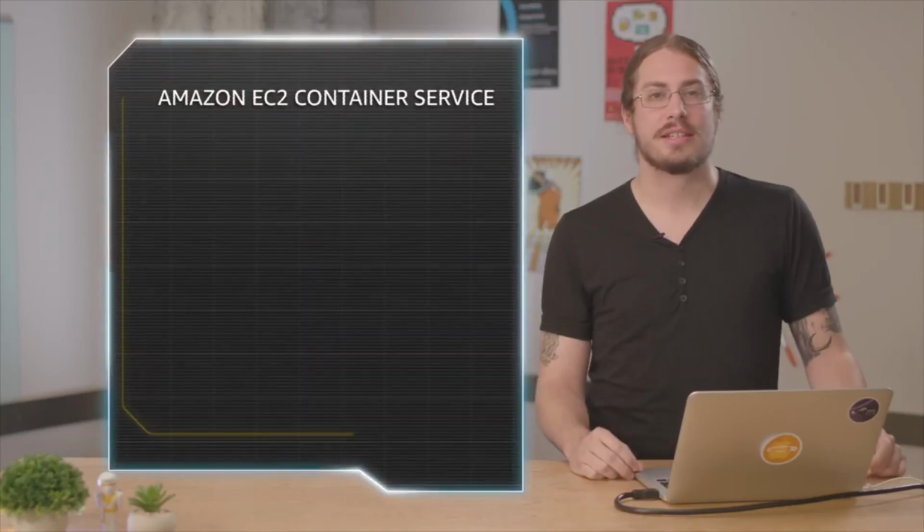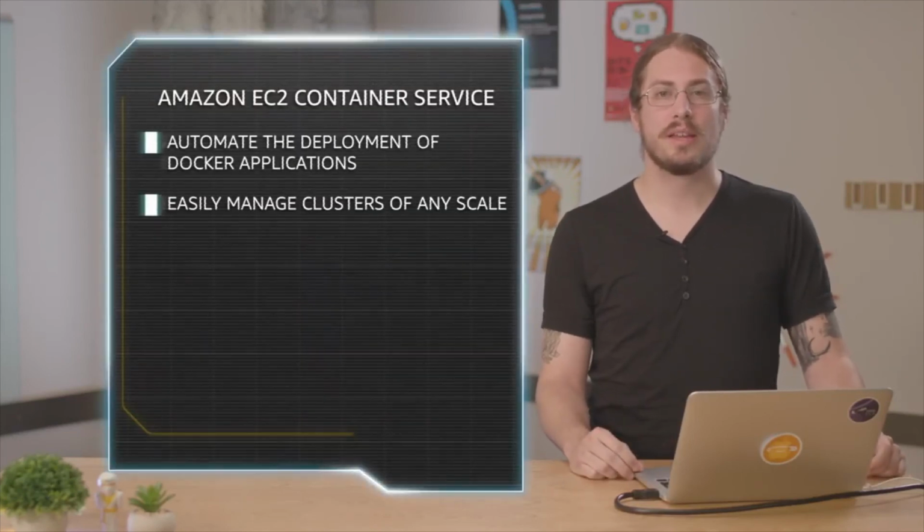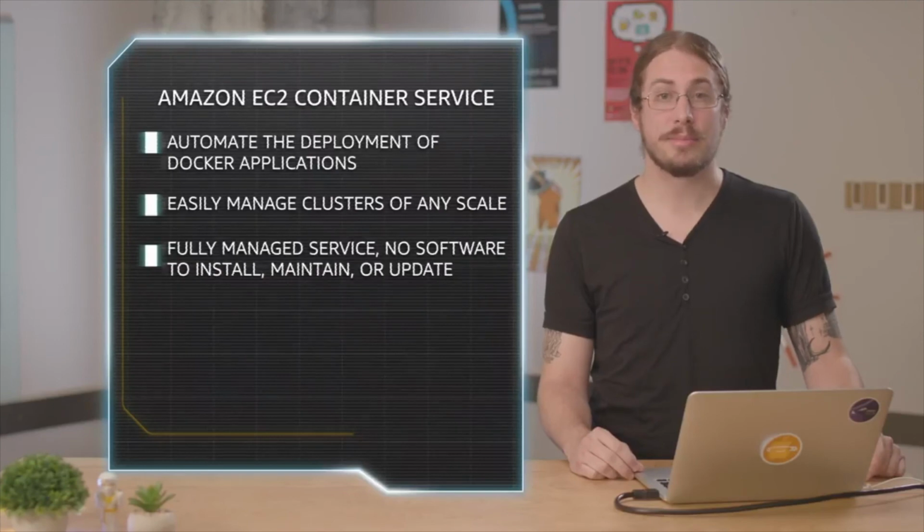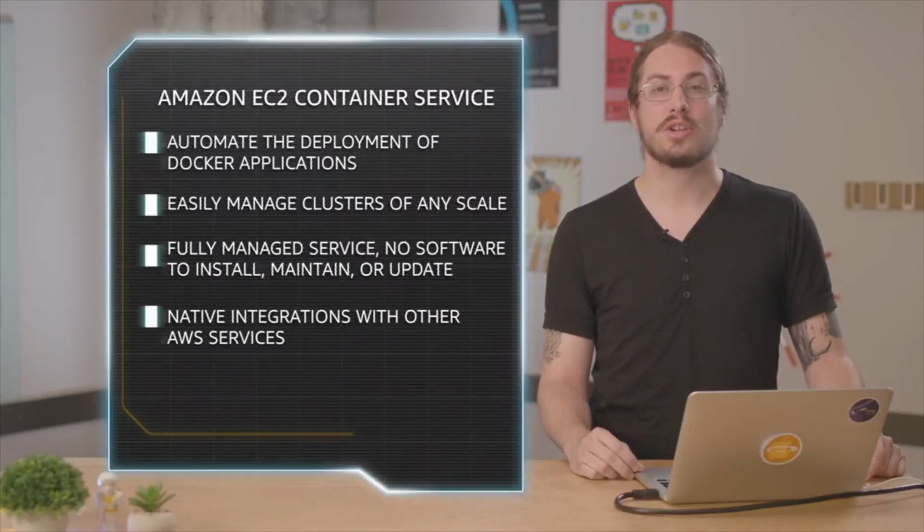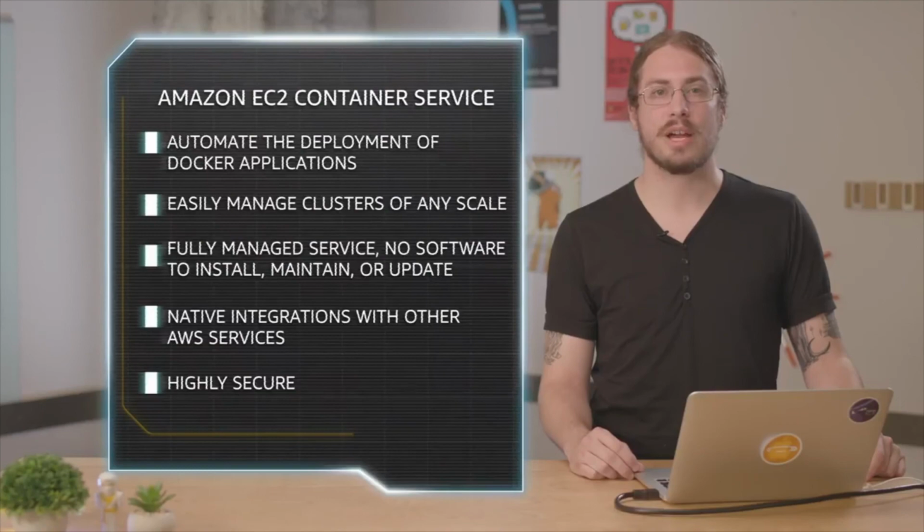So that's the core concepts of EC2 Container Service. To summarize, ECS provides the control plane and connective pieces that take your Docker images and a cluster of instances and turn them into an automated deployment platform for your application.